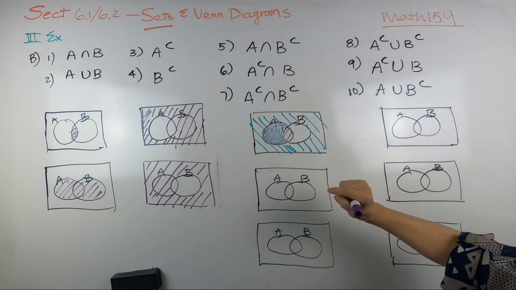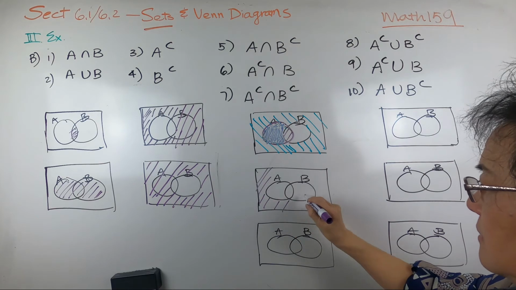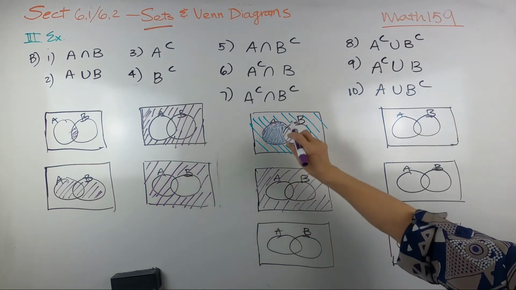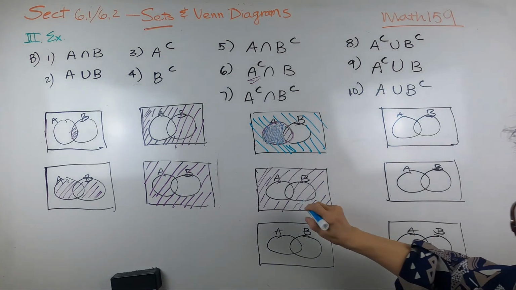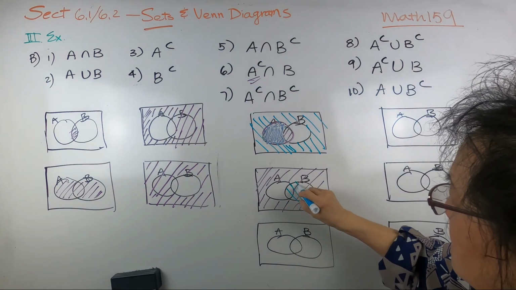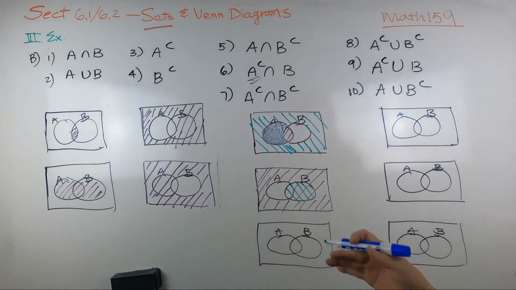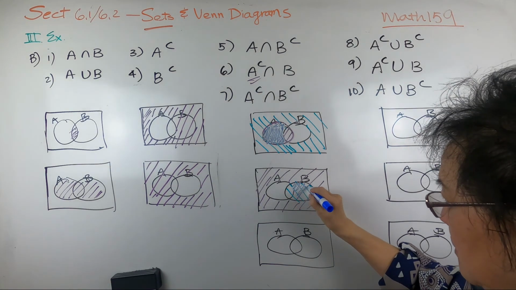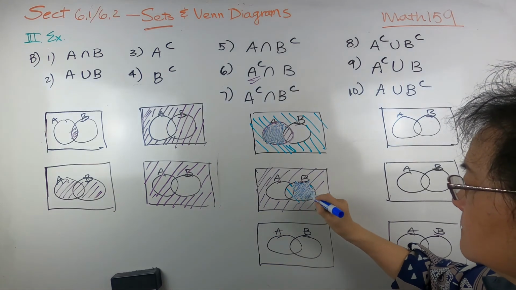Then next one, A complement intersect with B. A complement is outside of A, that is, not A. Then B is here, right? Then the intersection belongs to both of them. So in the overlapping part of the purple and the light blue, that would be here, right? So that would be your answer for that.